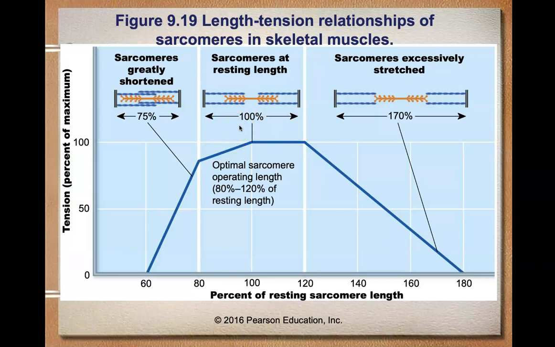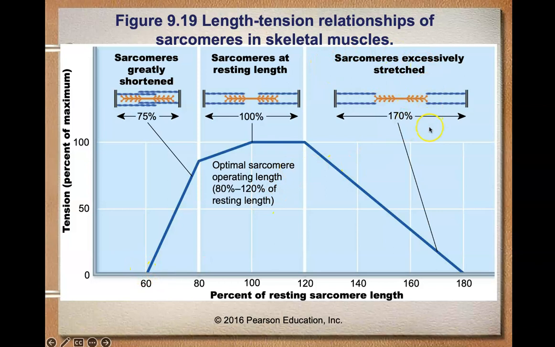So to get the most bang for your buck, you have this optimal sarcomere length that it's operating at, again, about 80% to 120% of its resting length. Here you can see if the sarcomere is really contracted, really short, before you even start muscle contraction, there's nowhere else for this to go, right? This sarcomere is already as short as it can go, so you're not able to generate any force from that.